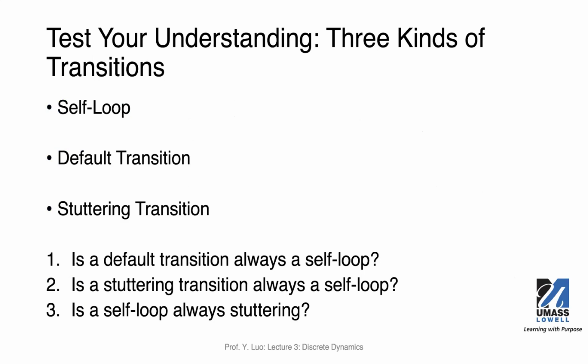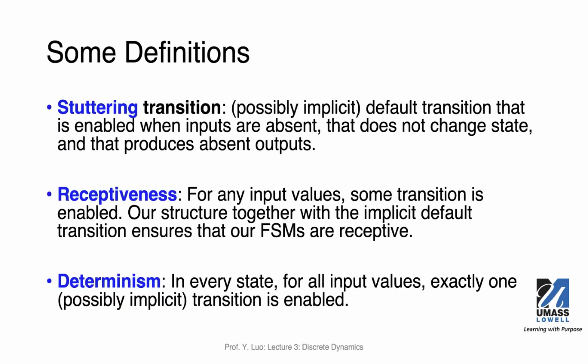So we have 3 kinds of transitions. We talked about the self loop, and we talked about the default transitions. And just earlier we talked about stutter transition. Let me go back a little bit. Just to remind you, a stuttering transition is the default transition that is enabled when inputs are absent, does not change state, and produces absent outputs.